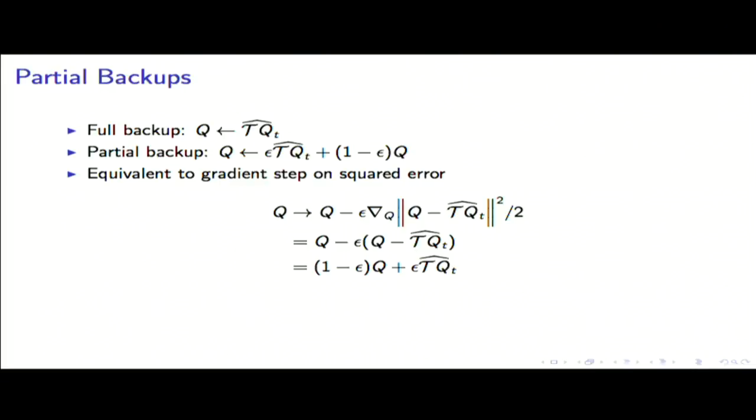So if we just think about the squared error and we update Q by doing a little gradient step, well, the gradient is just Q minus the backed up value. And when we apply that, we get 1 minus epsilon times the old Q function plus epsilon times the new Q function. So as you probably know, if you take a small noisy gradient step, then your function value improves in expectation. So if we make epsilon small enough, the expected value of our error objective is going to decrease.